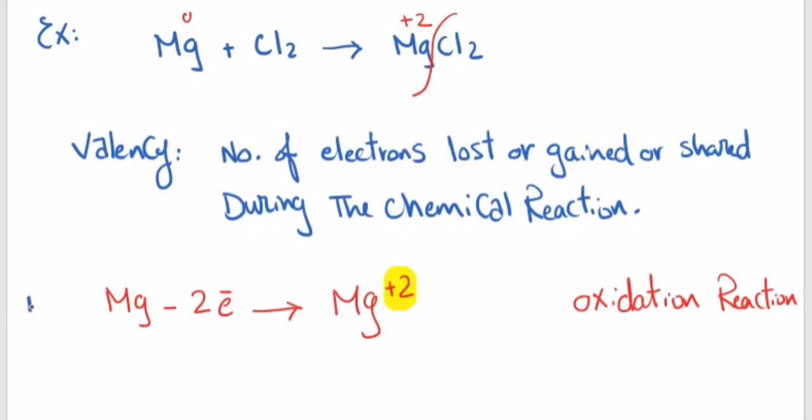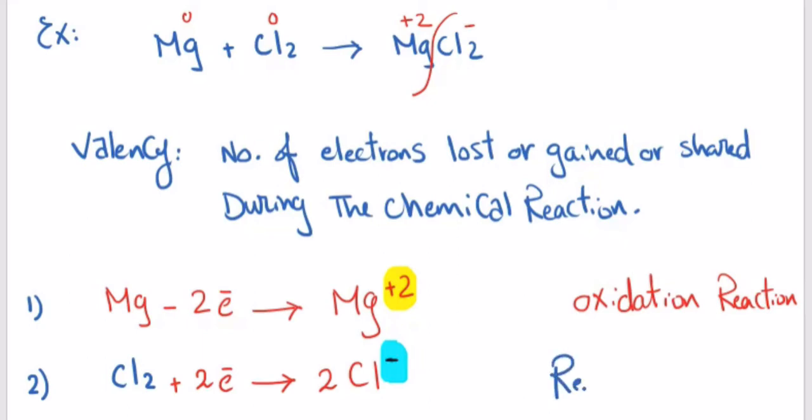While in the case of chlorine gas, we have the opposite, where the valence of chlorine before the reaction, in the reactant, was 0. Now it's -1. Each chloride ion carries a -1 charge. It means each chlorine atom will gain 1 electron. So the 2 chlorine atoms will gain 2 electrons to form 2Cl negative, and here the valency of chlorine is -1. This reaction is classified as reduction reaction.